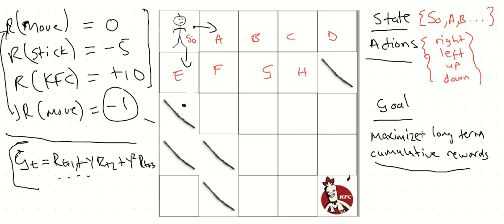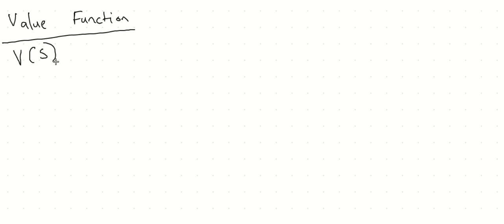So now that we've described the scenario, the first thing we need to define is what we call the value function, right? So let's move on to the value function, right? So what is this value function? We define it as v of s, right? Where s is a state. So v of s is essentially saying how good is it to be in a particular state, right?